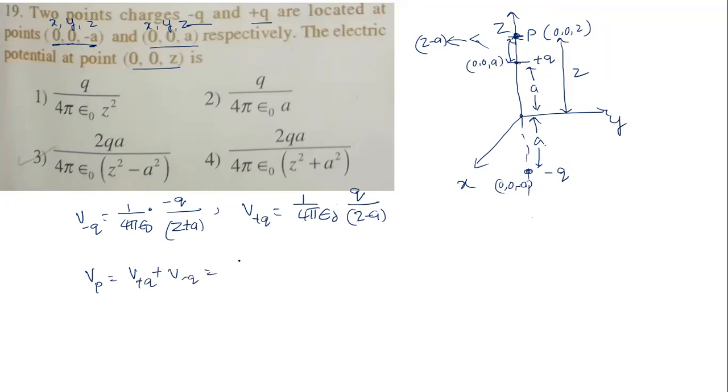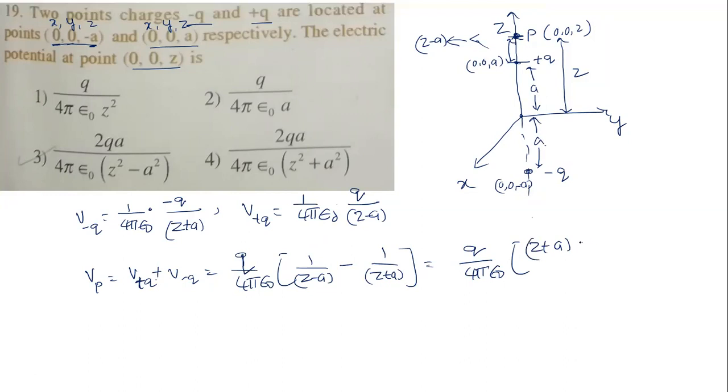What is common? 1 by 4 pi epsilon naught is common and the charge is also common. First we take the plus q charge: 1 by z minus a. And here there is a negative sign, so it will become negative: minus 1 by z plus a. So it will become q by 4 pi epsilon naught multiplied by, taking LCM, z plus a minus z minus a divided by z square minus a square.